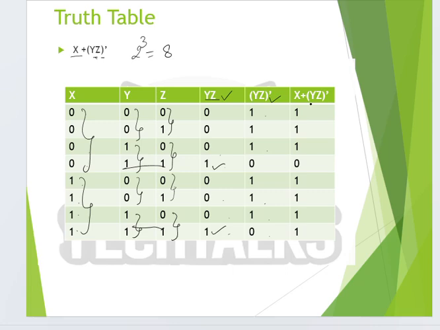And the last term is x plus. We already got this, and x is here. So we will have an OR operator between these two. Take these two values, and the output will be 1 where any of the inputs is 1. So in this case we have 1 here, here again 1, here again 1. Then this is the case when both are 0, and this is the case when both are 0. So only in this case, when both are zeros, we get output 0. For all the rest we get 1s. So this is how we make a truth table.